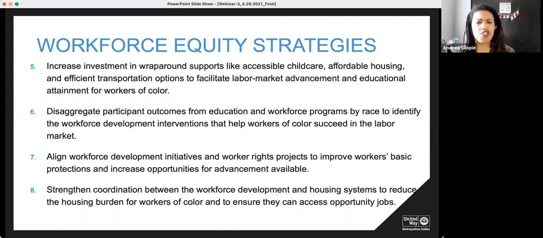And then the final recommendation really speaks to the affordable housing challenges that we have in Dallas. Our data found that Black renters and Latinx renters are spending at least half of their income on housing. And so we feel that with the 8th recommendation, if we can improve coordination between workforce development and housing systems, we can not only reduce the housing cost burden on workers, but also ensure that they can access opportunity jobs.